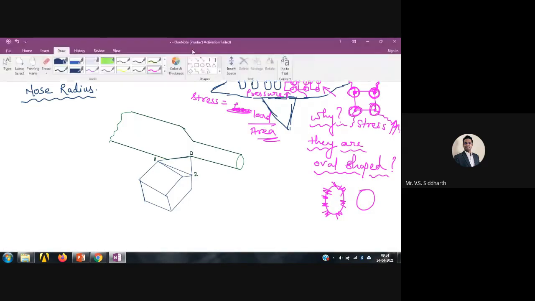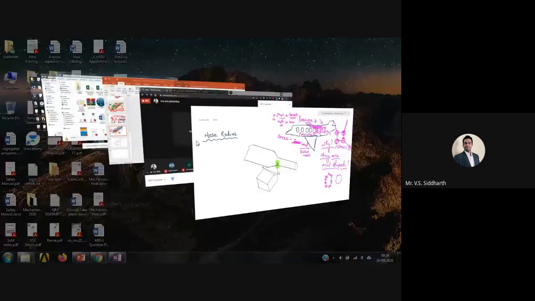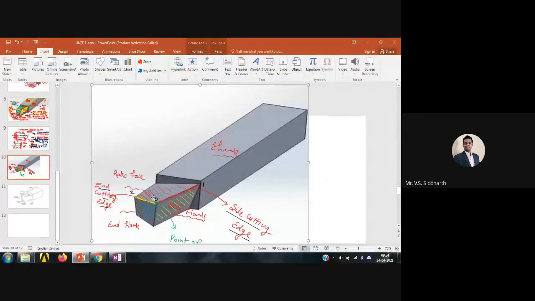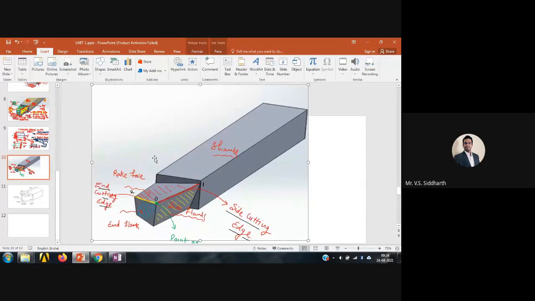Here you see, this is where three surfaces are meeting: the top surface, nose, side flank and end flank. Where these three are meeting, we get a nose or a point. When we have three surfaces meeting at a point, will that point be sharp or not? That green point, is it sharp or not? Tell me. Definitely it will be sharp. 100% it will be sharp.